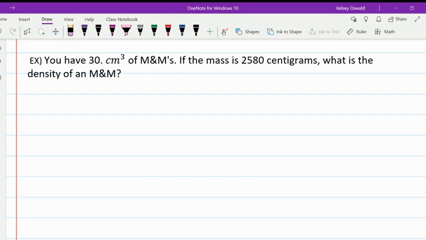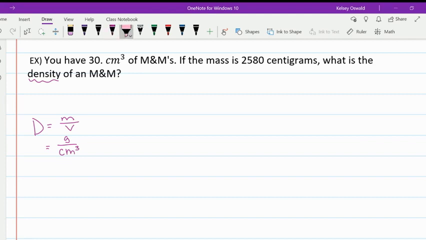If the mass of these M&Ms is 2,580 centigrams, what is the density of an M&M? All right, so here we are looking for the density. So remember, our equation for density is equal to mass divided by volume. Okay? And since we're doing mass divided by volume, we should get units of grams per milliliter or grams per centimeter cubed.